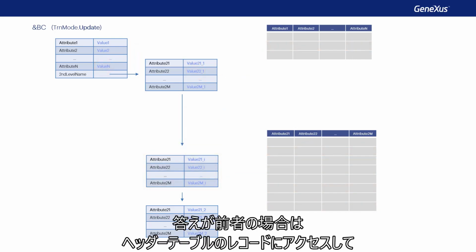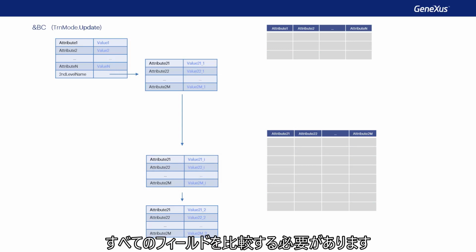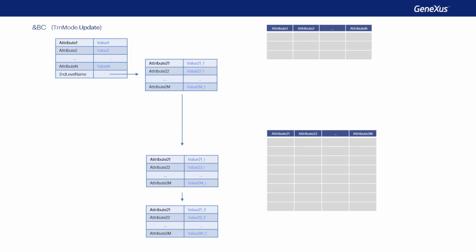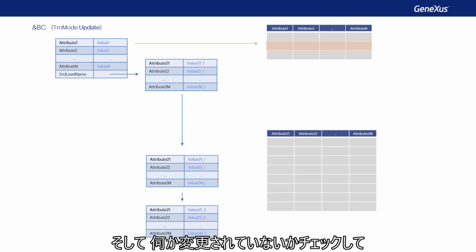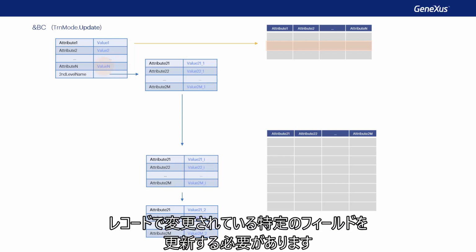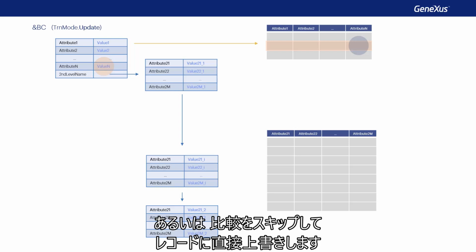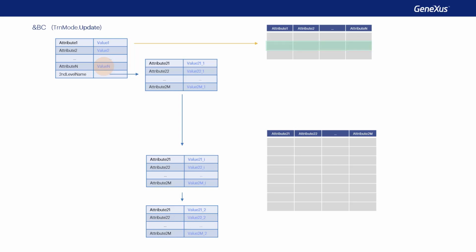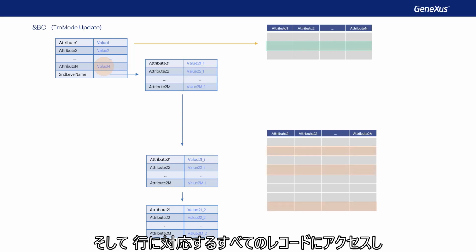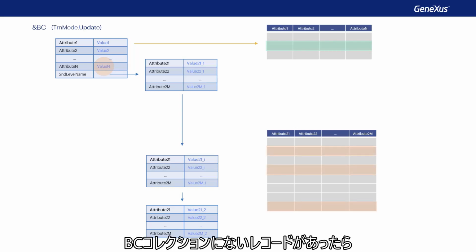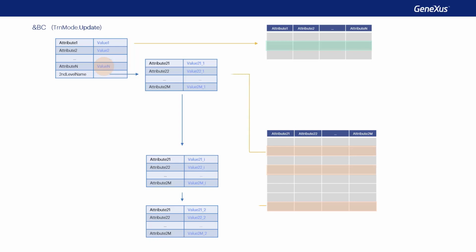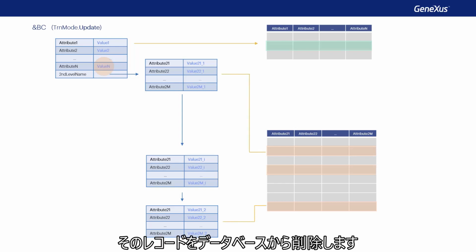If the answer were the first one, the record in the header table would have to be accessed and all the fields compared, to check if any of them had changed, and thus update the particular field or fields that have changed in the record. Or directly overwrite the record so as to skip the comparison. And then access all the records corresponding to the rows, and if any of them are not in the BC collection, then delete them from the database.